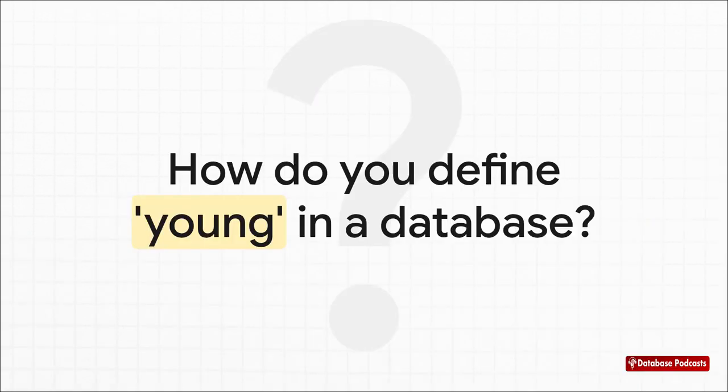Okay, let's start with a really common problem. Picture this. You're working with a database and you need to find all the young users. How do you actually do that? I mean, do you just pick a number, like, say, under 30, and just make that the rule? It feels a little random, right?